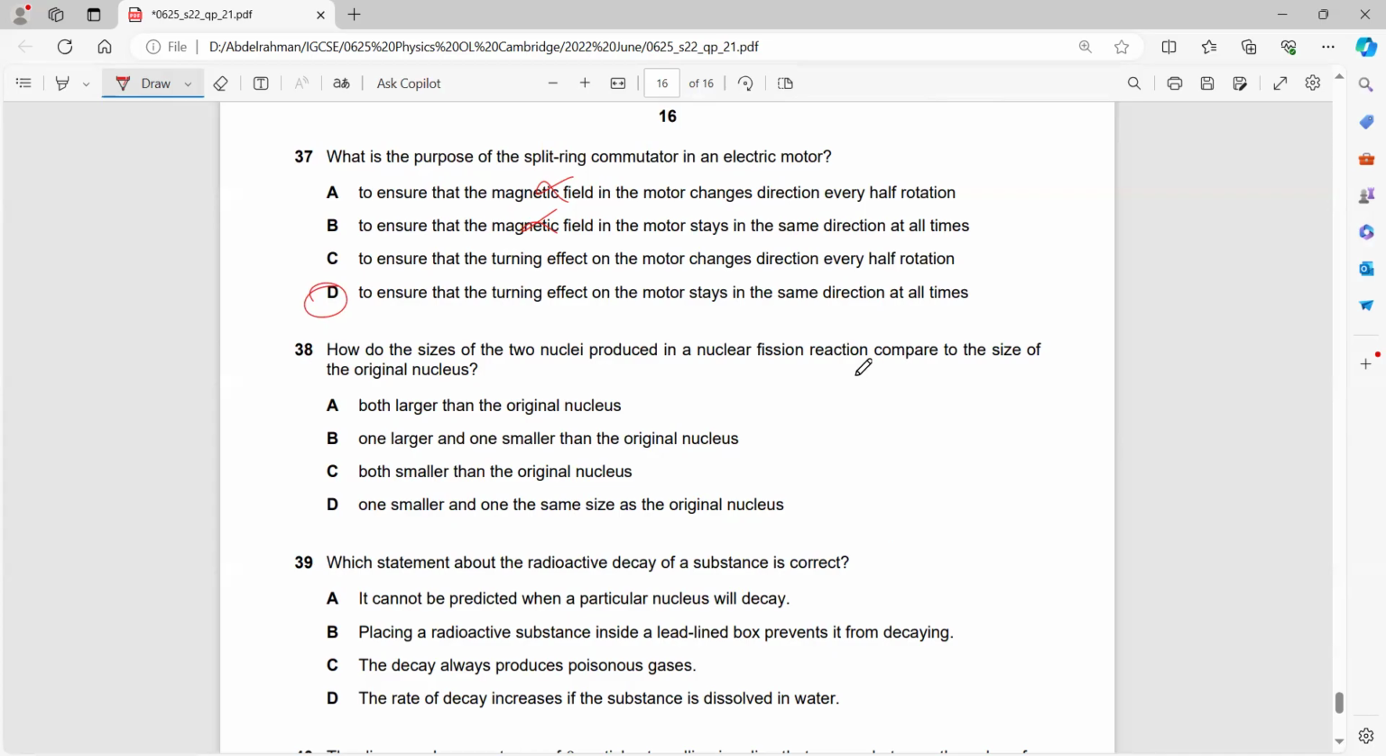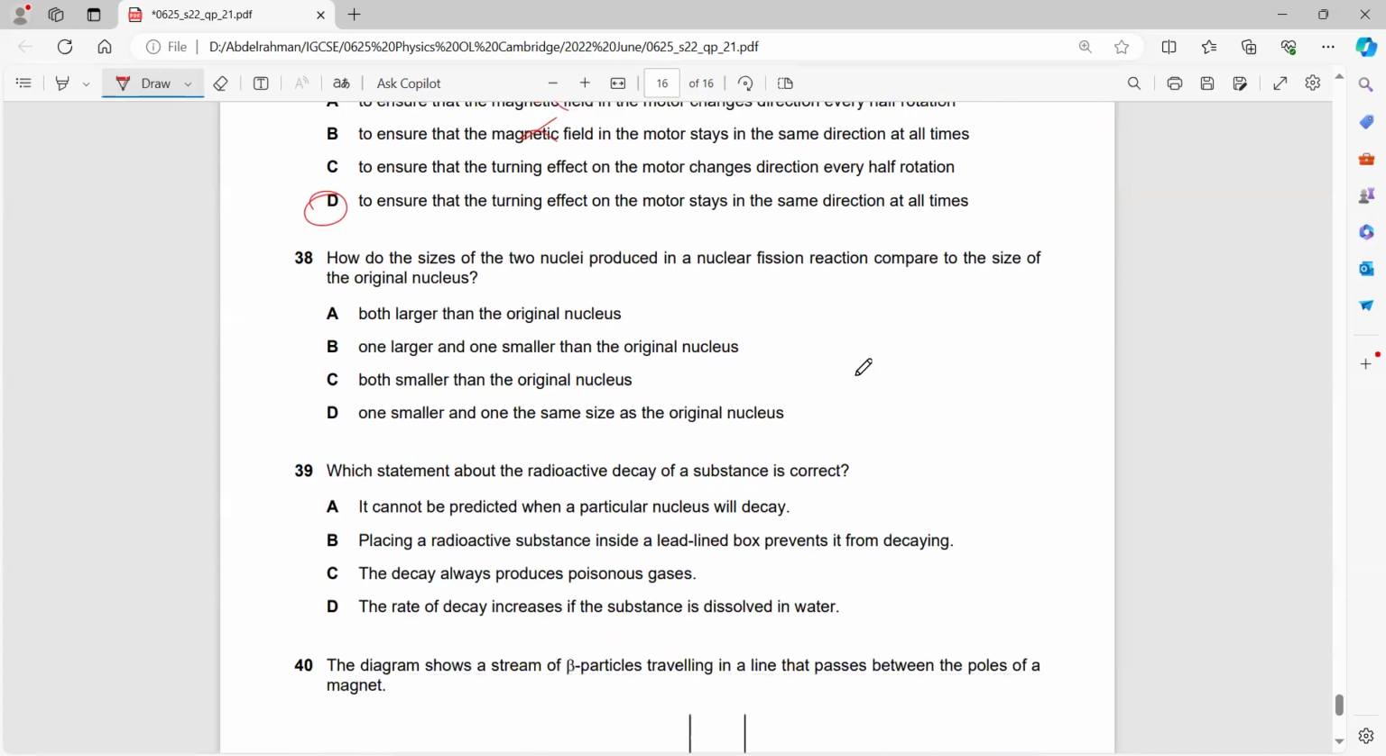How do the sizes of the two nuclei produced in a nuclear fission reaction compare to the size of the original nucleus? They are both smaller. When they split, they become smaller. This is correct.